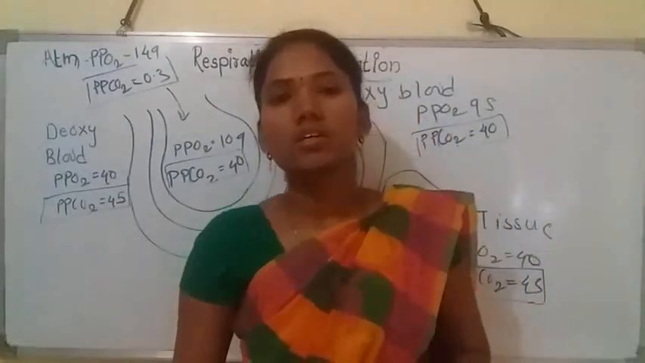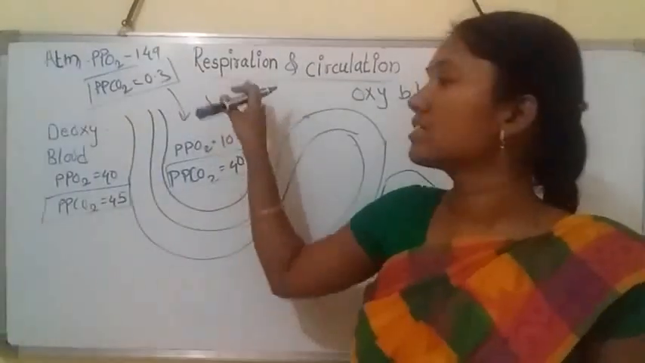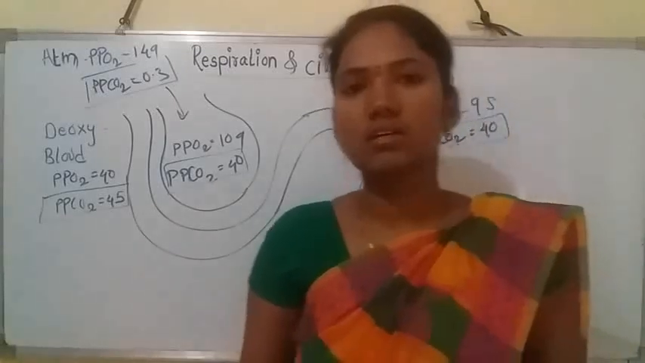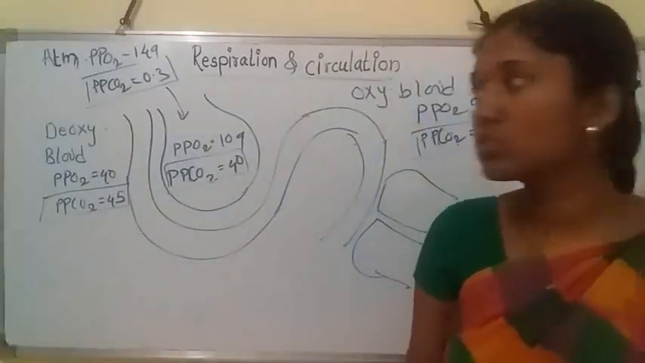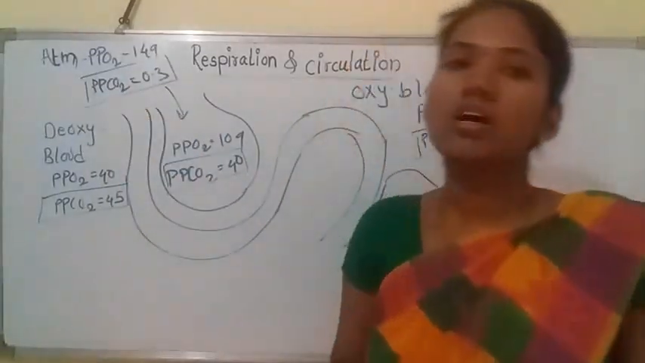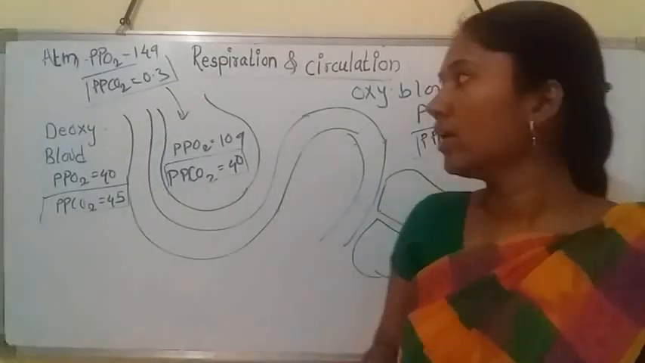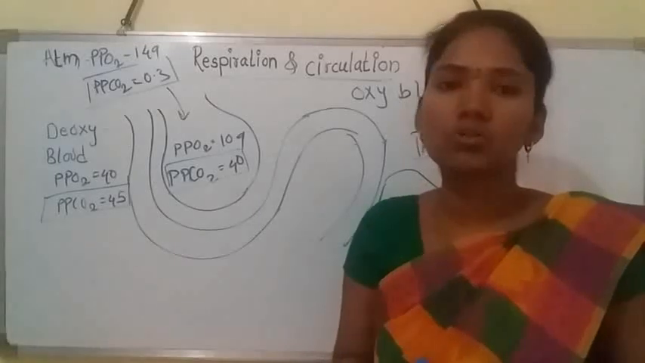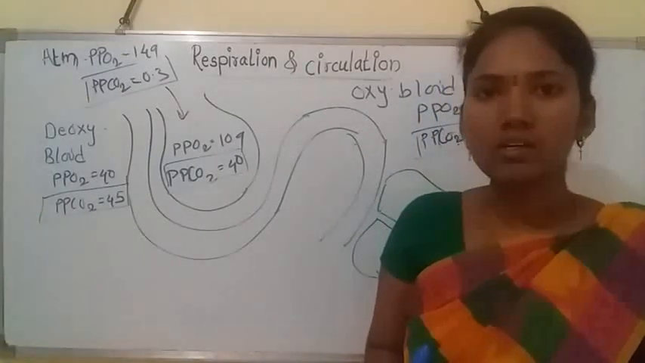Hello students, in yesterday's lecture, in this lesson on respiration and circulation, the last point was that we were discussing the partial pressure of oxygen at various locations. I am going to continue that point, and now we are going to learn the partial pressure of CO2 at various locations, and after that we will start the next point.